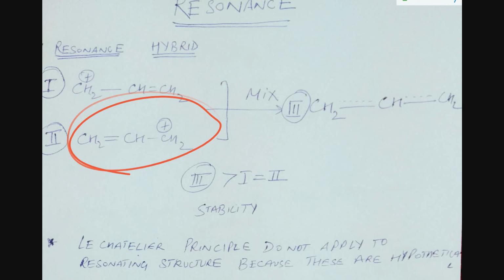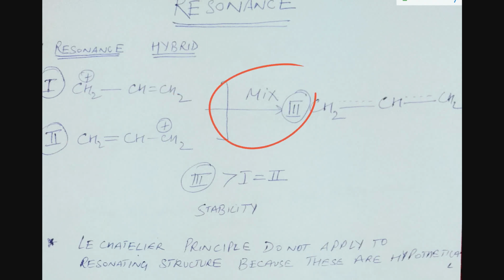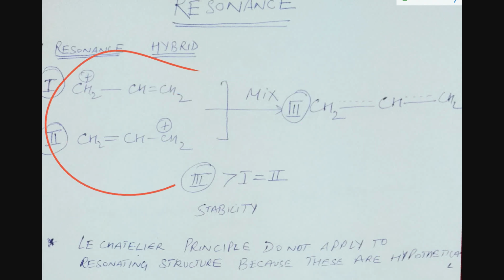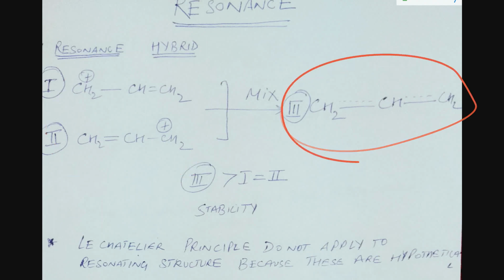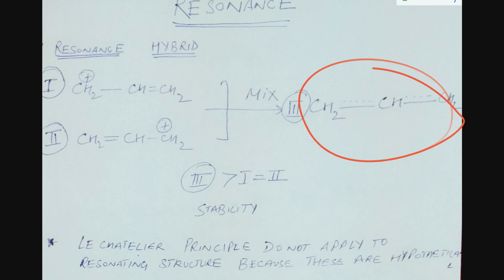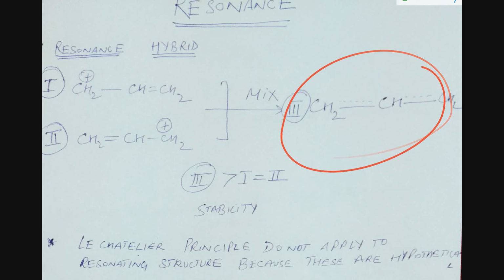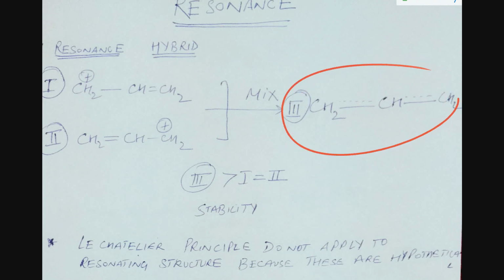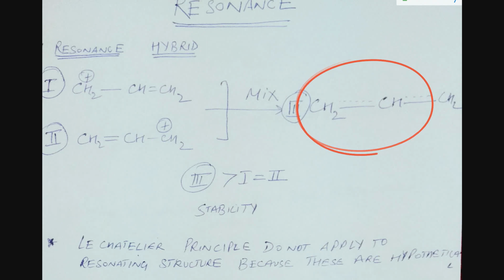It means that if we mix those structures, or if we consider that these are simultaneously happening, then our third structure will be like this, and this will be the most stable structure, because we have discussed that in resonance the energy is released out of the system. So the potential energy of this molecule will be the lowest, so its stability will be the most.